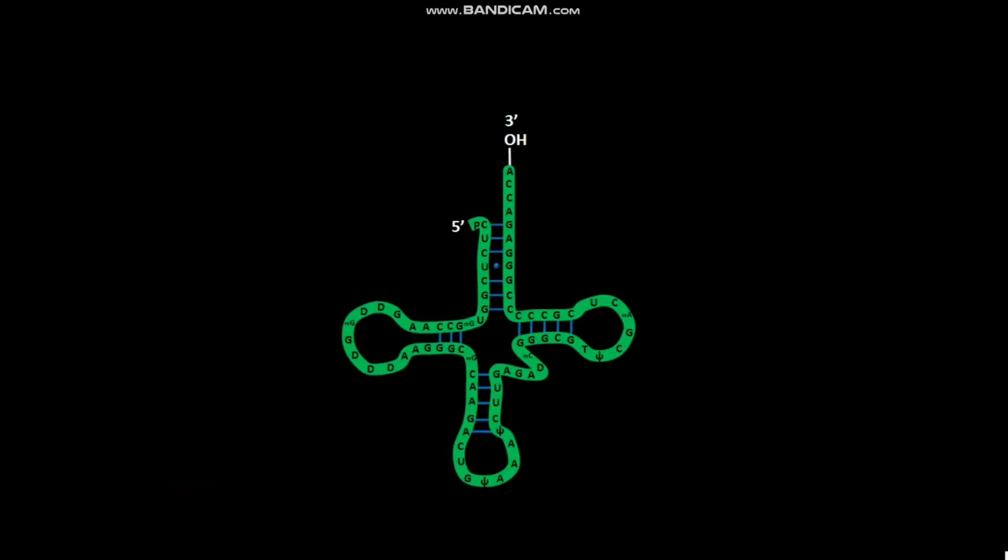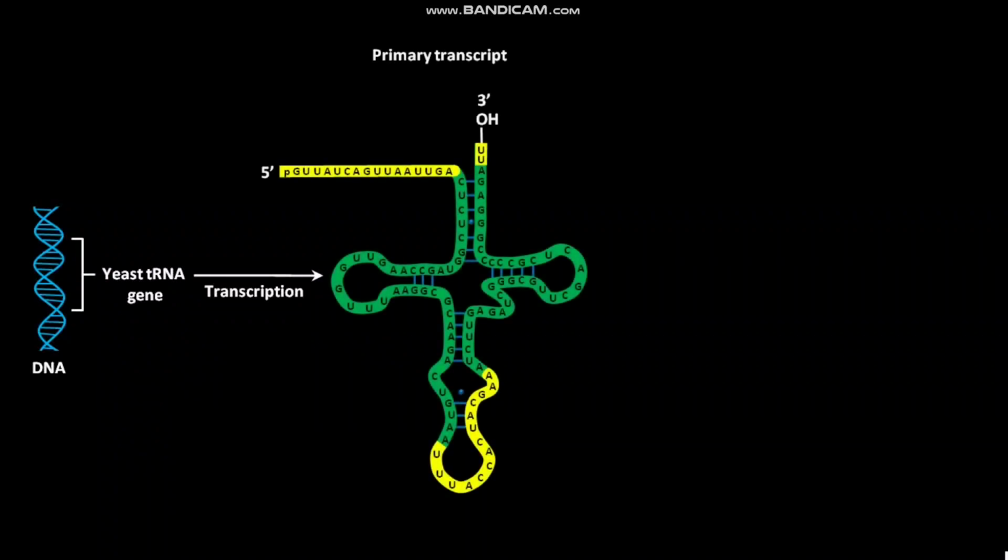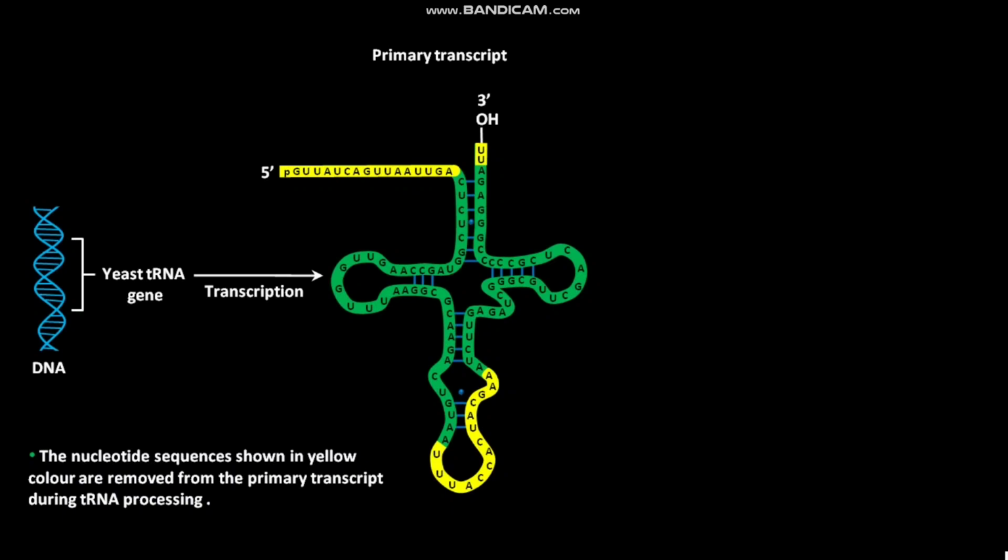To explain the important steps of processing of tRNAs in bacteria and eukaryotes, the yeast tyrosine tRNA is used. The yeast tyrosine tRNA specifically binds tyrosine. The yeast tRNA gene undergoes transcription to produce a primary transcript. The nucleotide sequences shown in yellow color are removed from the primary transcript during tRNA processing.